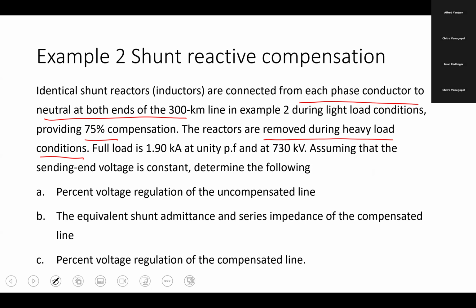So in that case, the full load current is 1.9 kA at unity power factor. So it is increased to 1.9 kA and at 730 kVA. Assume that the sending end voltage is constant. Sending end voltage is not increasing. So what is the percentage regulation of the uncompensated line? And how much is the equivalent shunt admittance and series impedance you need to put? How much reactive power you need to compensate by using L and C?